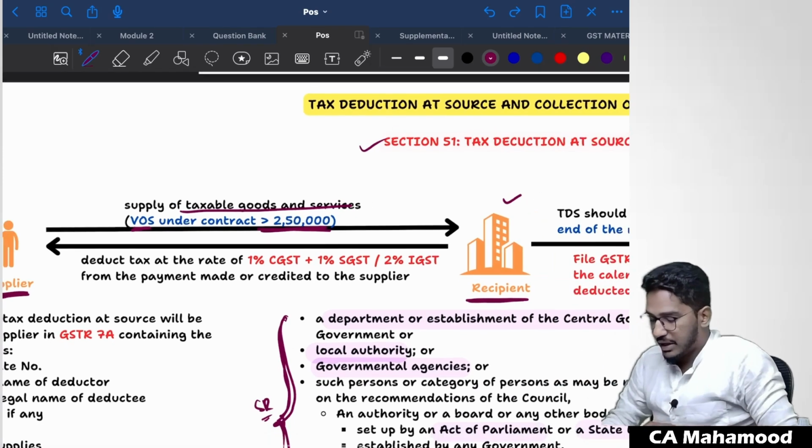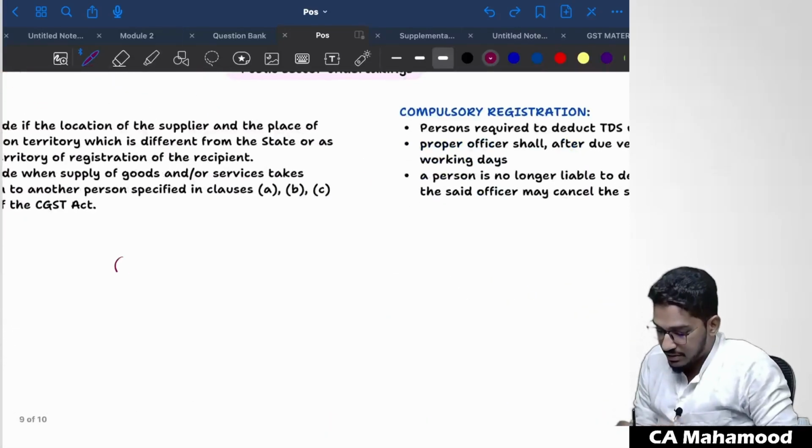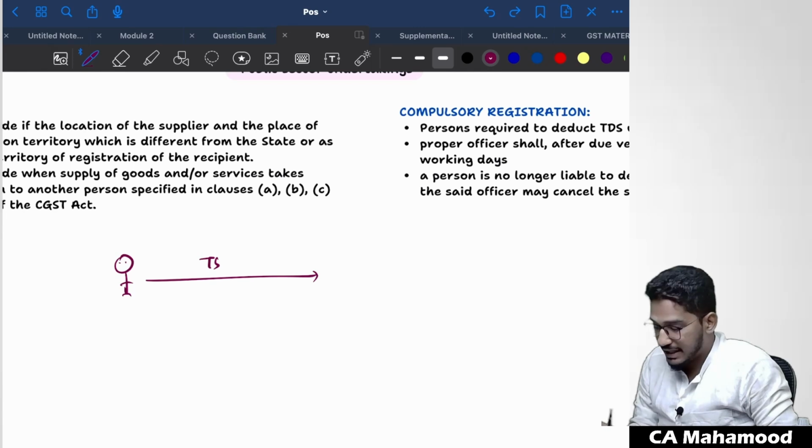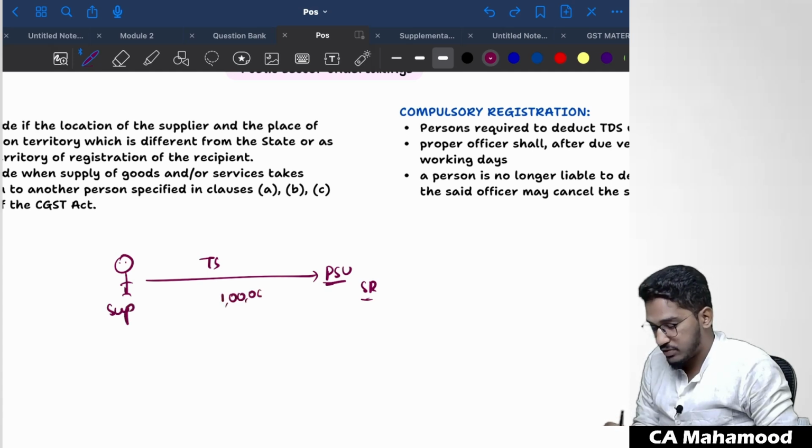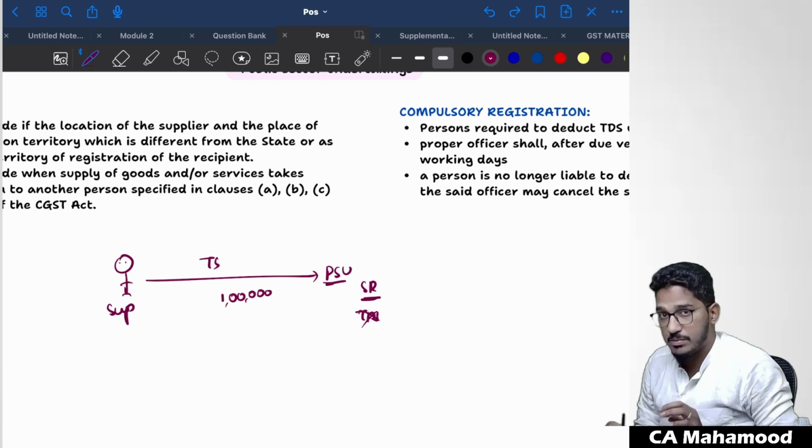Sir, what is this? Let me try to give you some examples here. Take for example, there is a supplier. He made a taxable supply to a PSU falling under specified recipient. And this supplier is making a taxable supply of goods for a value of 1 lakh rupees. So now, will TDS be deducted? No, TDS will not be deducted. TDS will become applicable only when the value of supply of taxable goods or services exceeds 2,50,000. Here the value of supply is only 1 lakh rupees. TDS will not be deducted.